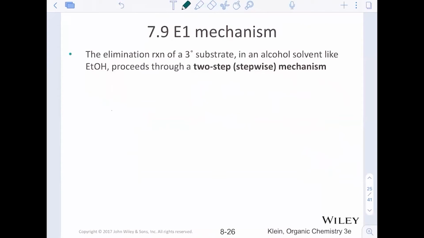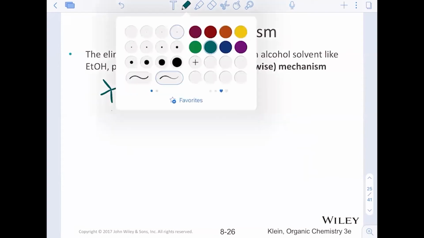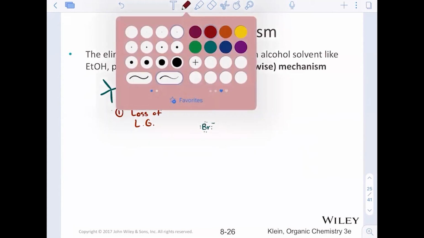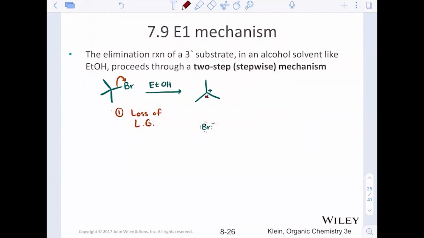All right. The E1 mechanism, the reaction of this tertiary substrate starting material, again starts with the loss of leaving group. Step number 1. That is the step that is most important to look at. Will this reaction happen? It's the rate determining step. Did I make a carbocation that is stabilized? That makes sense.